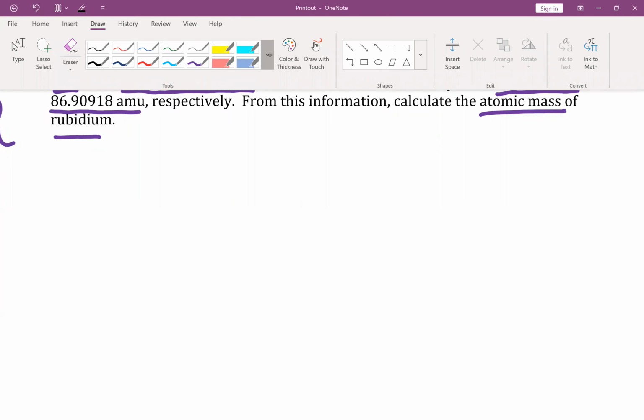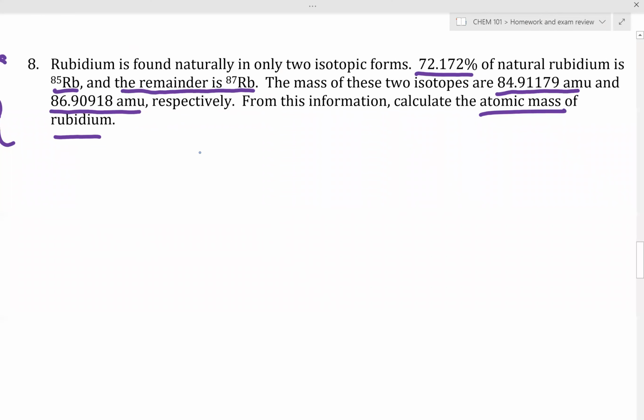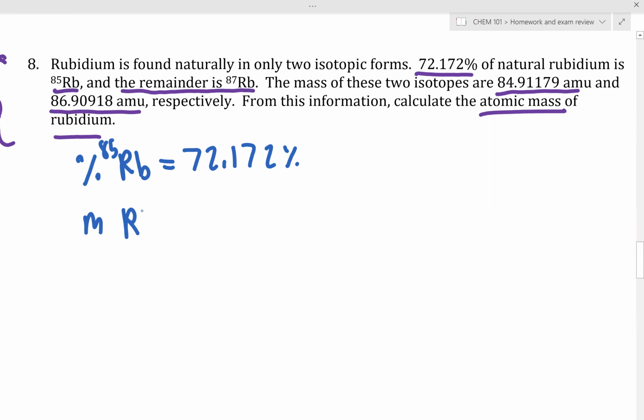Okay, so let's color code our entries here. We know that the percentage of rubidium 85 is equal to 72.172%. We also know the mass of rubidium 85 is equal to 84.91179 AMU. Those are the pieces of information given in the problem.